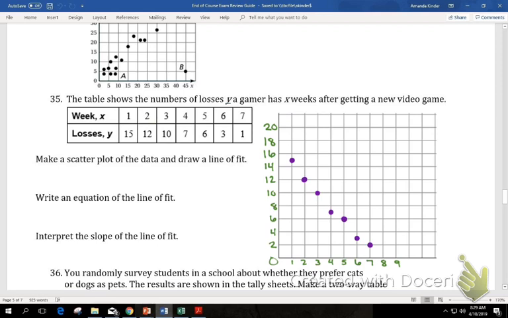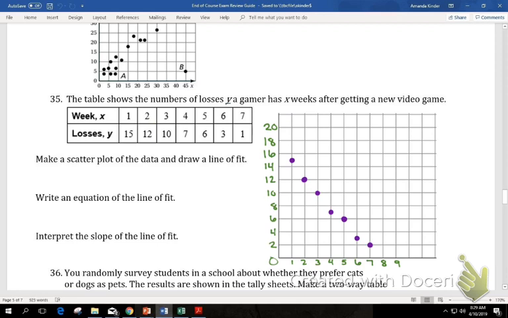Okay, so we're going to talk more about this tomorrow, and we're going to do your line of fit tomorrow. So this ties straight into number 25, which we also skipped. Okay, so we're going to revisit the rest of this problem tomorrow. For now, we're going to go ahead and move on to number 36. Okay, so we did our scatter plot. We'll do line of best fit tomorrow. Let's go ahead and look at number 36 now.